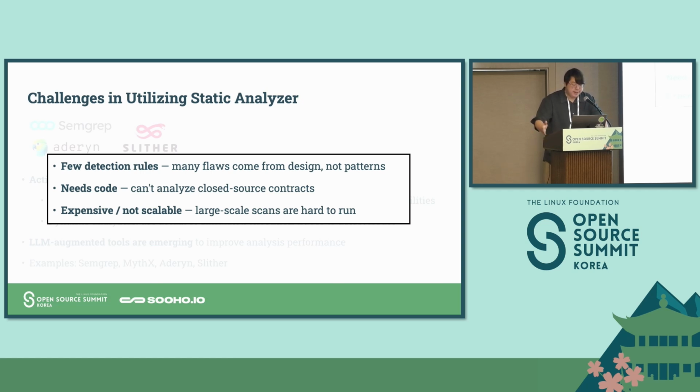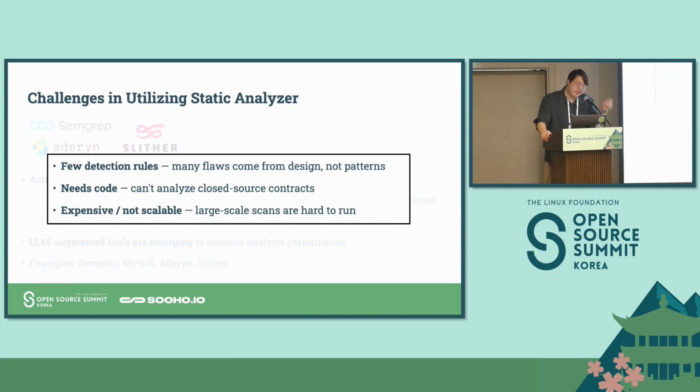As we mentioned earlier, only a limited number of vulnerabilities can be expressed as clear patterns, which means the number of effective detection rules is relatively small compared to flawed designs.